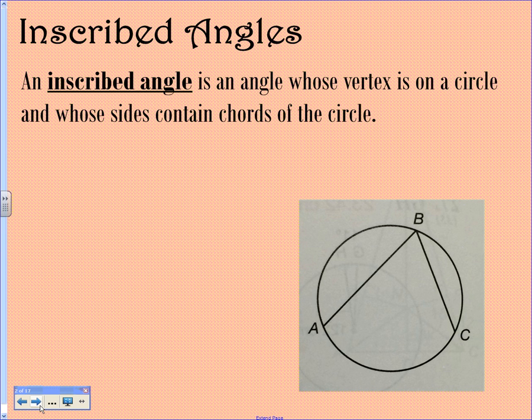All right, so what is an inscribed angle? We talked about this last year, but in case you don't remember, it has its vertex on the circle, and the sides are chords of the circle.